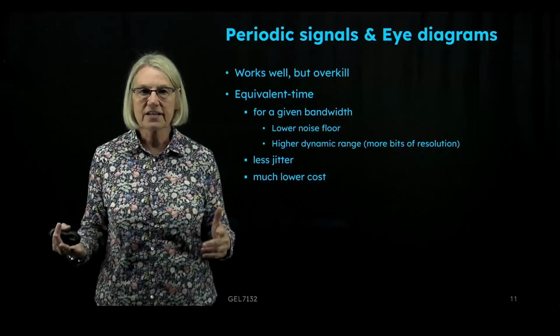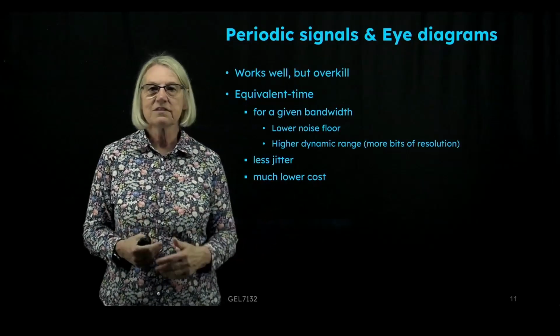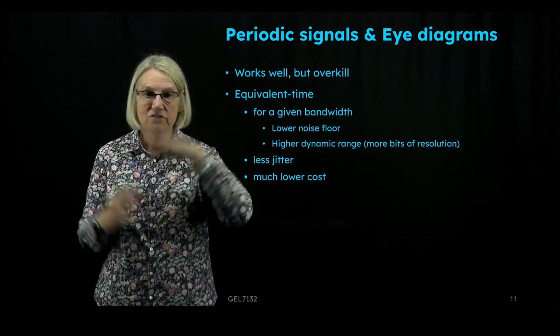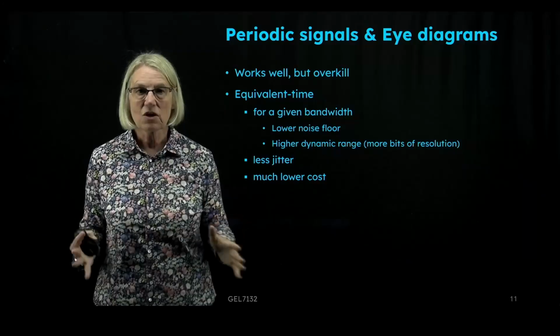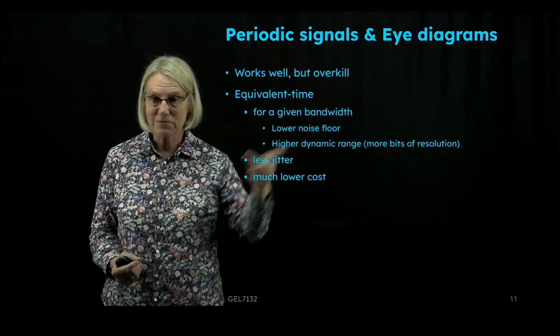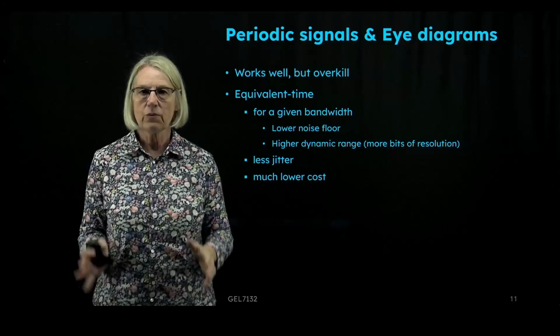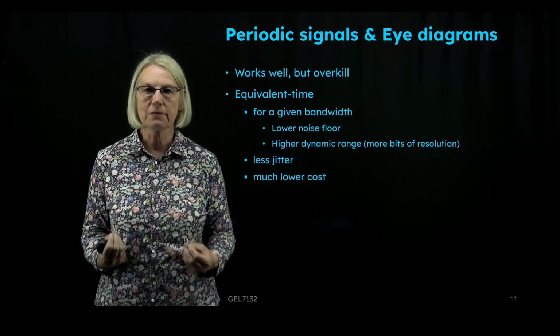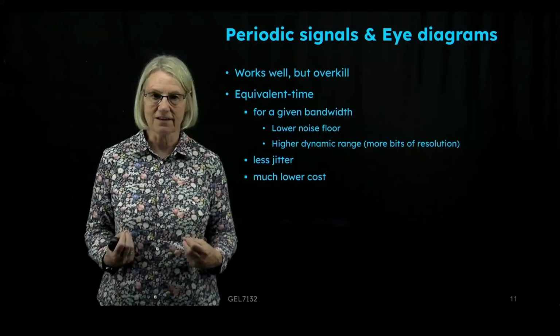So periodic signals and eye diagrams, a real-time oscilloscope works well, but an equivalent time would have done just as well. So we don't use a real-time oscilloscope for periodic signals or eye diagrams because it's just too expensive. We use it when we need signal reproduction, when we want to be able to run offline processing.